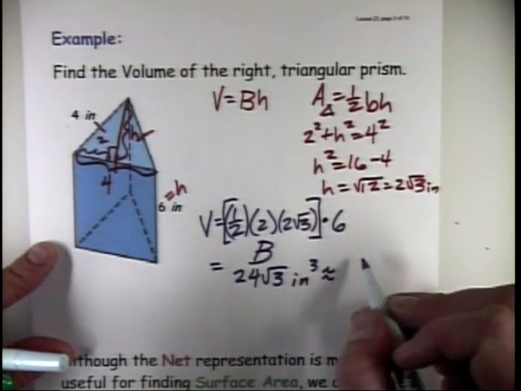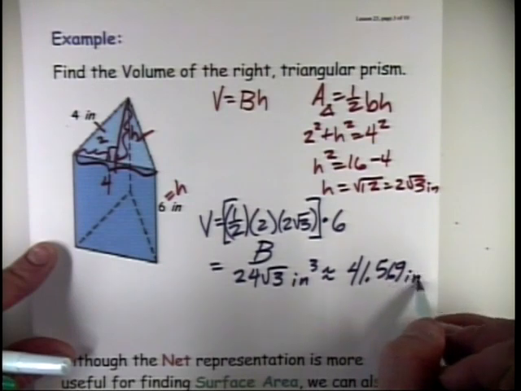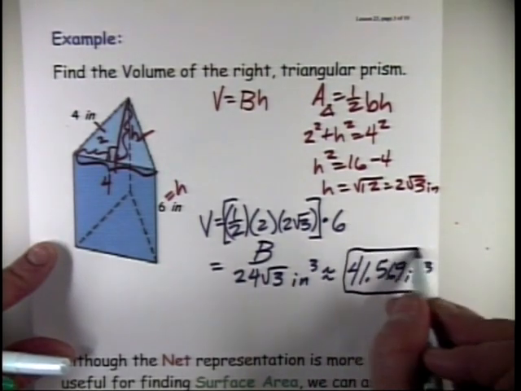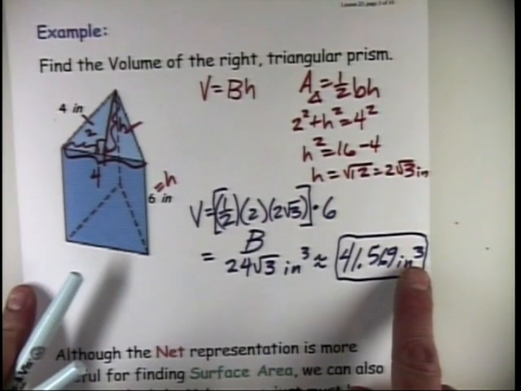And if you have a calculator, you can punch that in, and it comes out to about 41.569 cubic inches. So the units for volume are going to be cubic inches, because we have three dimensions. We have length, width, and depth, and that's 3 of them.